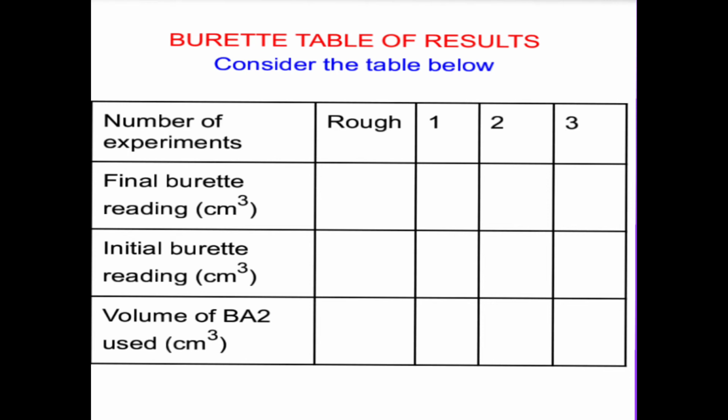I taught you how to get this. You get the initial burette reading and subtract it from the final burette reading. What you get is your volume of the solution used. So you're going to help me fill that table. I'm going to give you a few seconds to help me fill that.